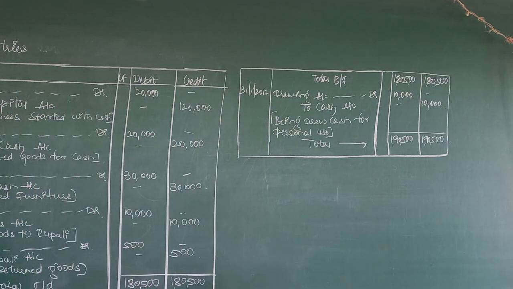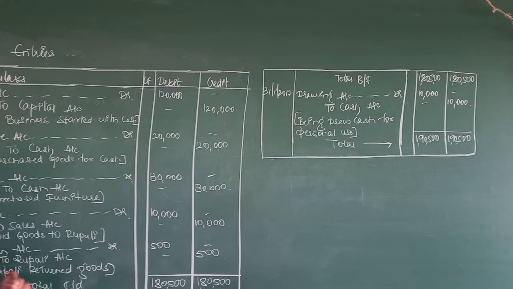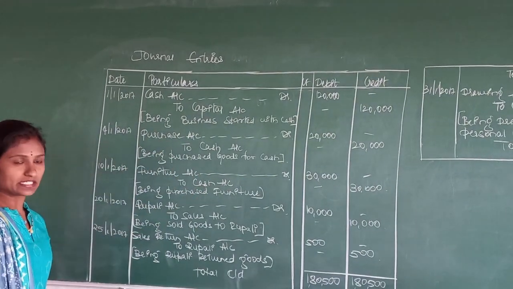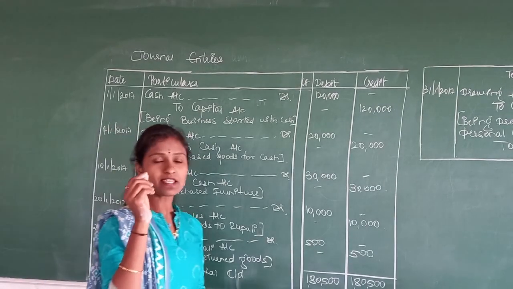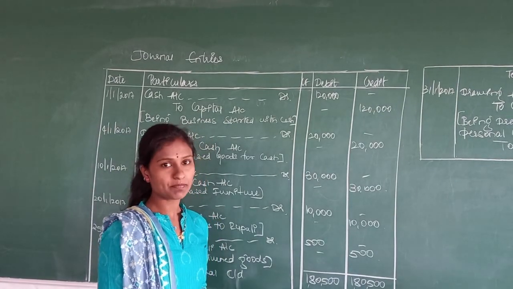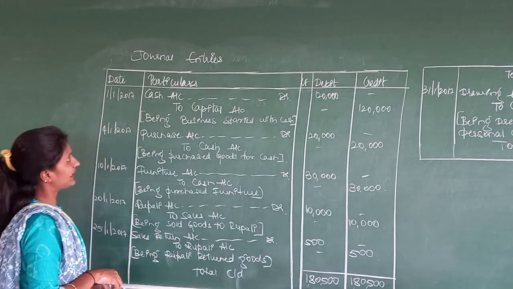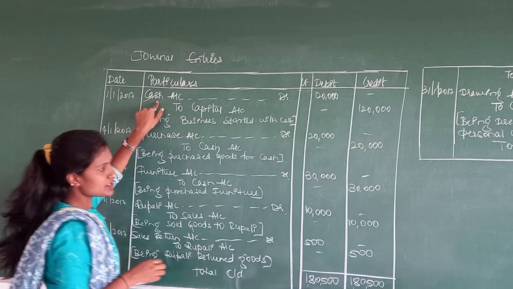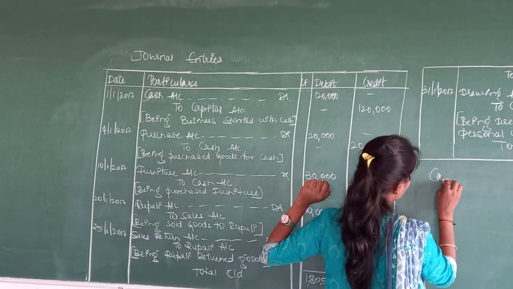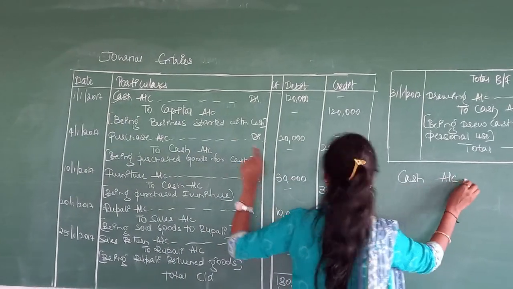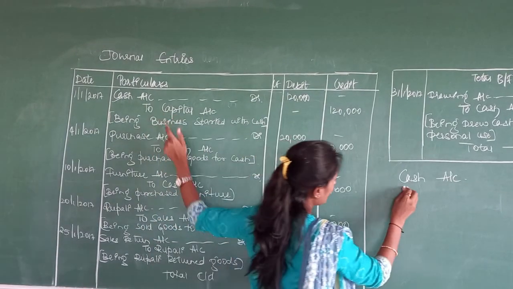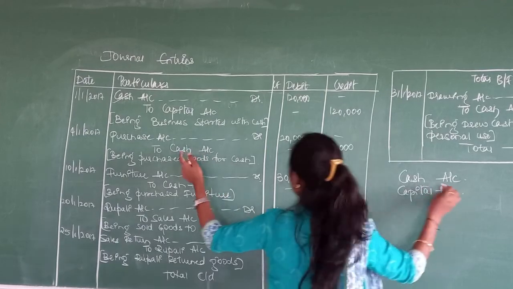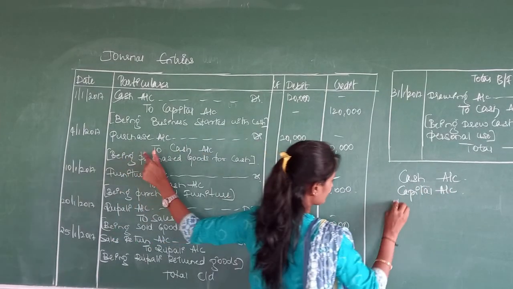Now we need to put the ledger accounts. To put a ledger account, first of all we need to see how many accounts there are in this journal entry. Yes, once an account is written, again we won't repeat the account. So keep it in mind. So first account we have is cash account. Yes, so we will write how many ledger accounts we need to prepare. The first one is cash account. Second one is capital account. Next one is purchase account.